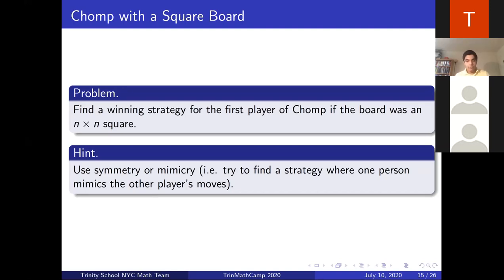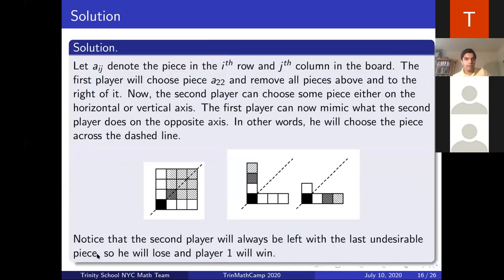All right, let's go over it. So the way we're going to approach it, of course, I gave the hint of the copycat principle or symmetry strategy. We'll let a sub ij denote the piece in the ith row and the jth column. So a sub 1,2 is the piece in the first row and the second column. And this is just for our ease in using it.